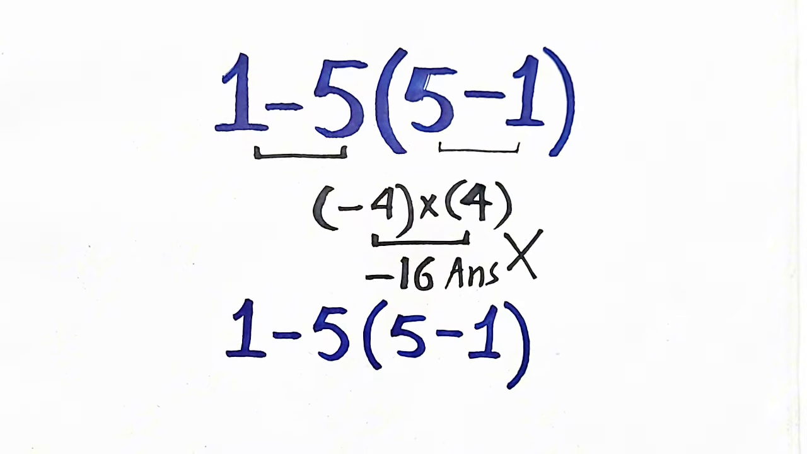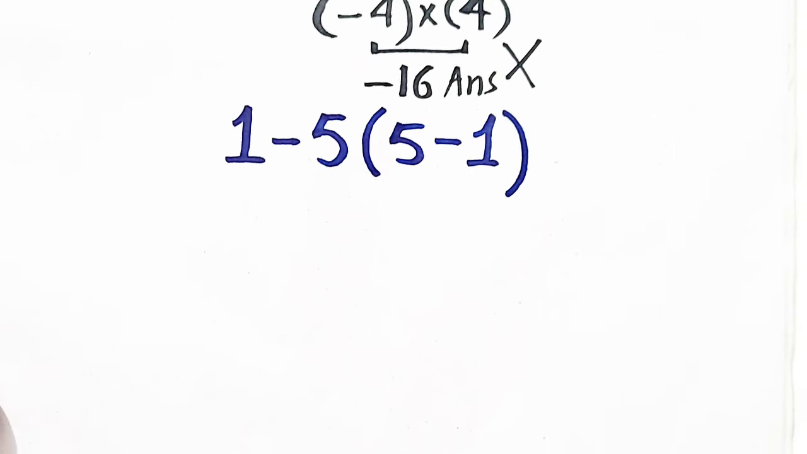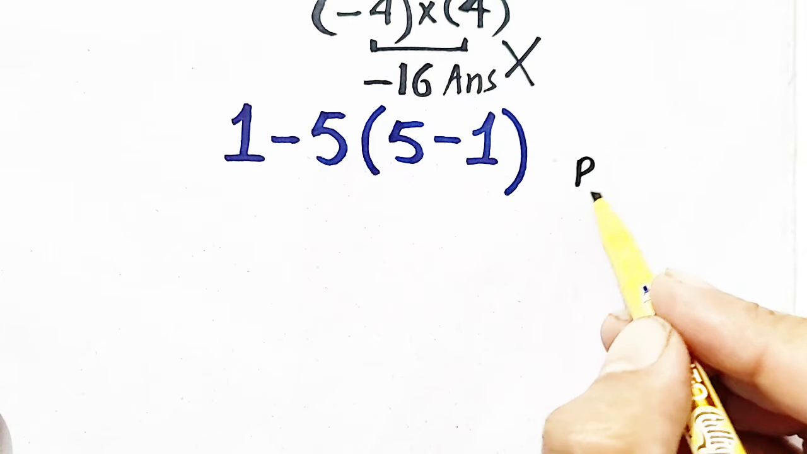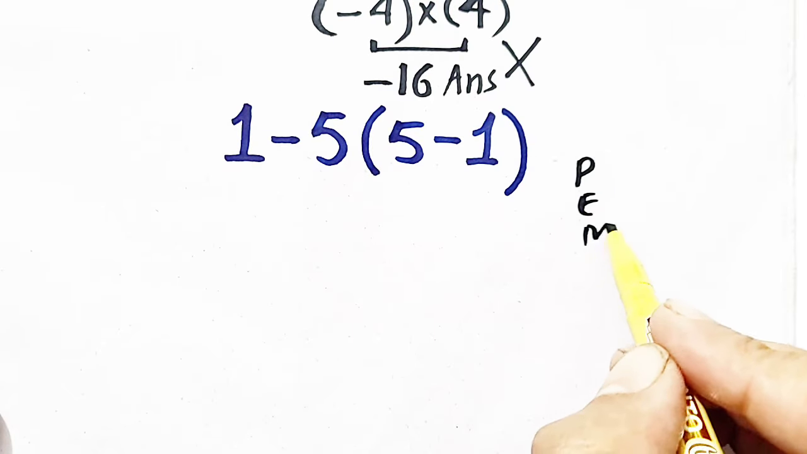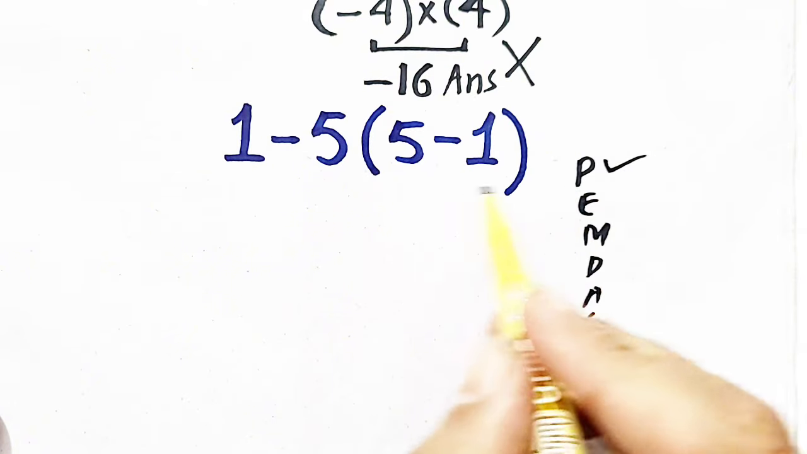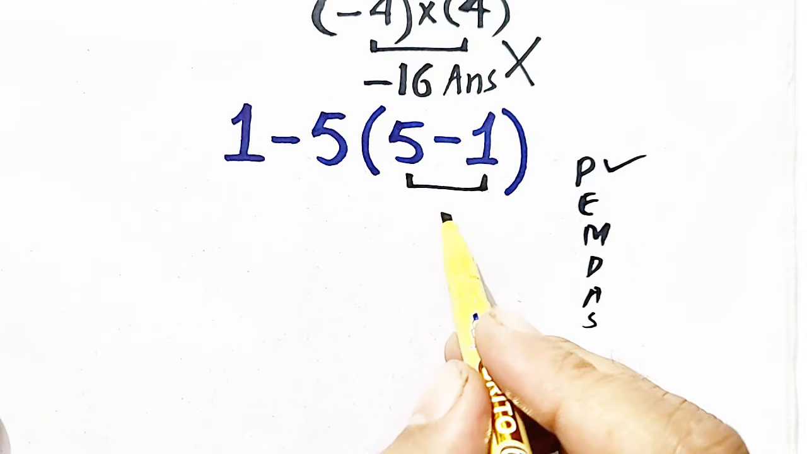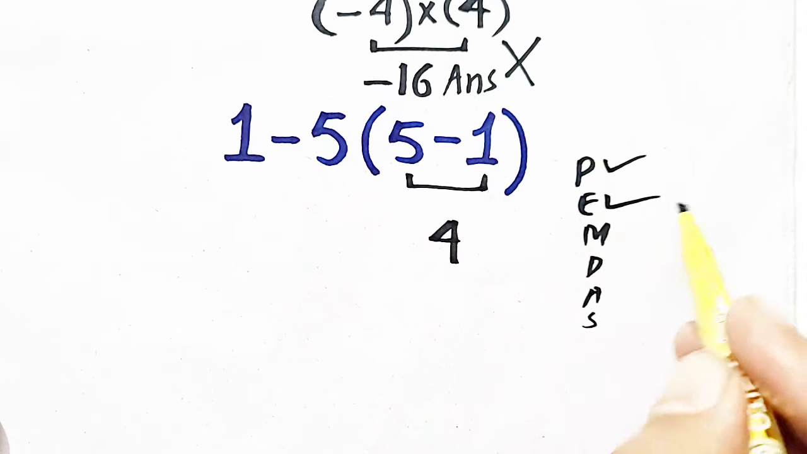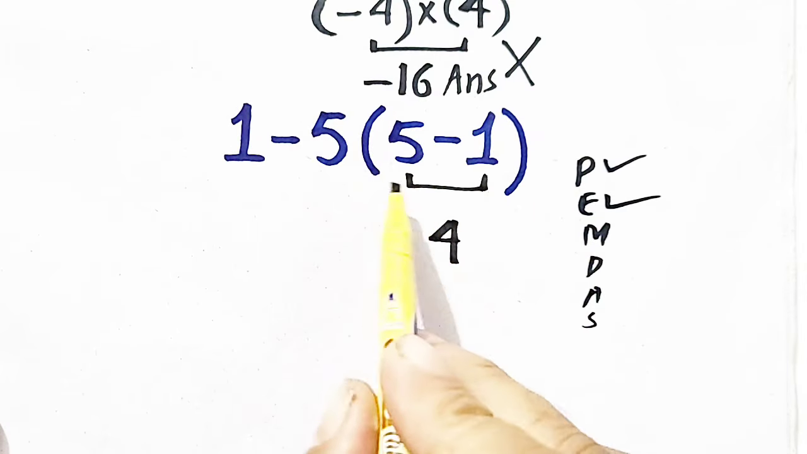Now, I will solve it again by obeying some rule. For example, I will follow the PEMDAS rule. What is PEMDAS? It is parentheses. So here is the parentheses, meaning 5 minus 1 will be equal to 4. Then exponent, which is not included in this question.